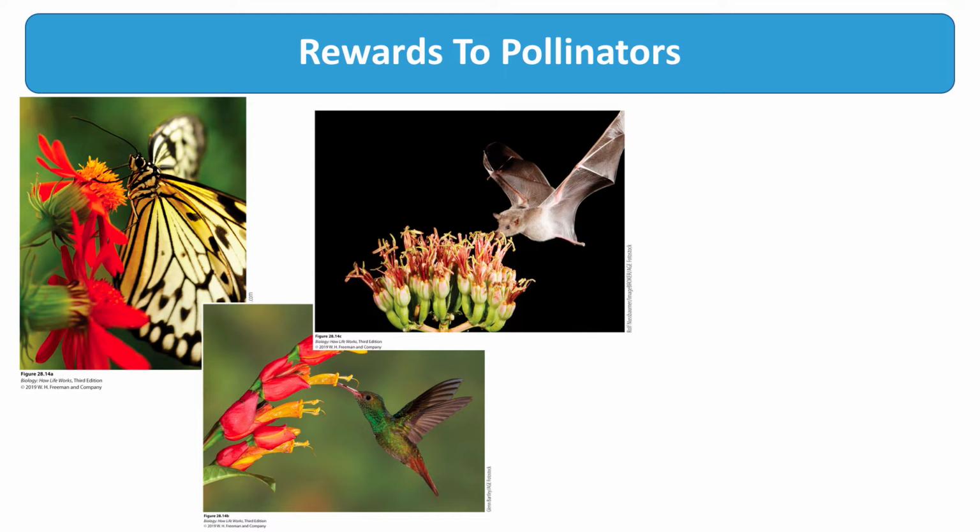Many insects consume some of the pollen, like this butterfly. Nectar, which is a sugar-rich solution, is produced by many flowers to attract animals, as in the case of this hummingbird and bat.